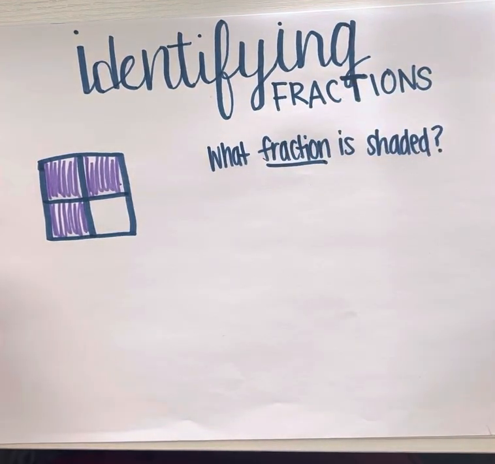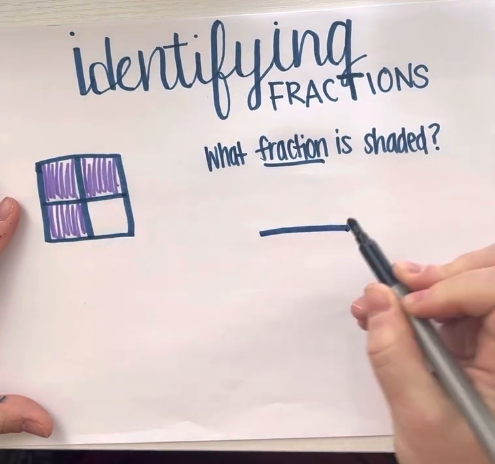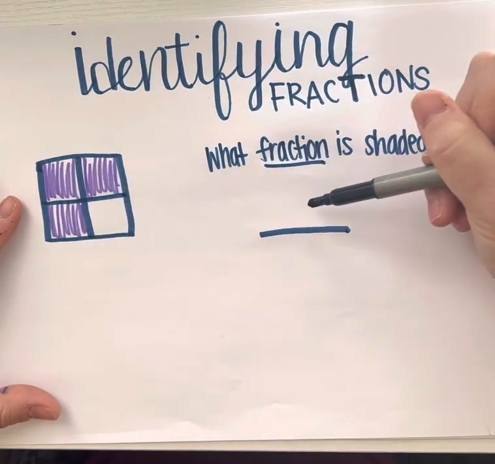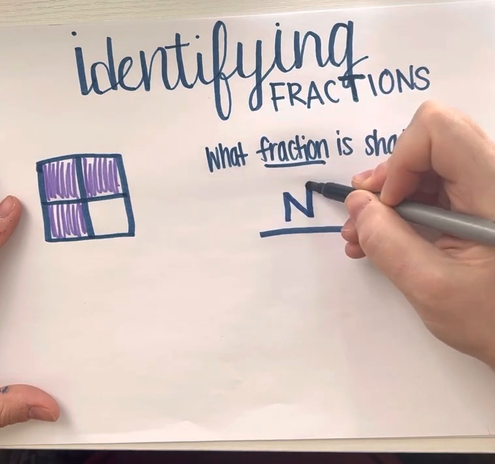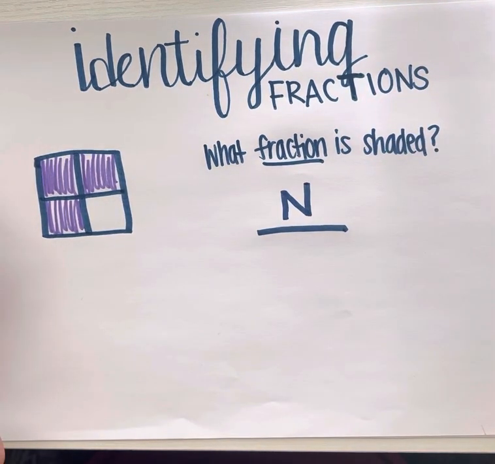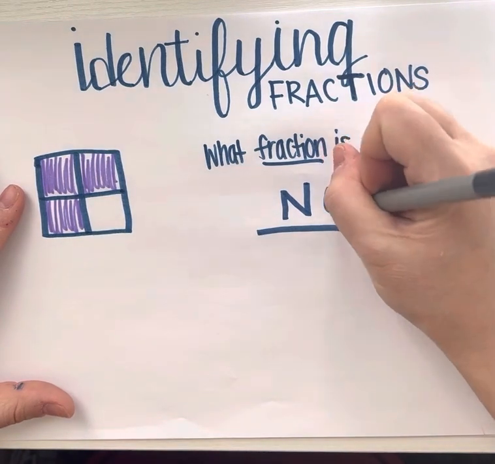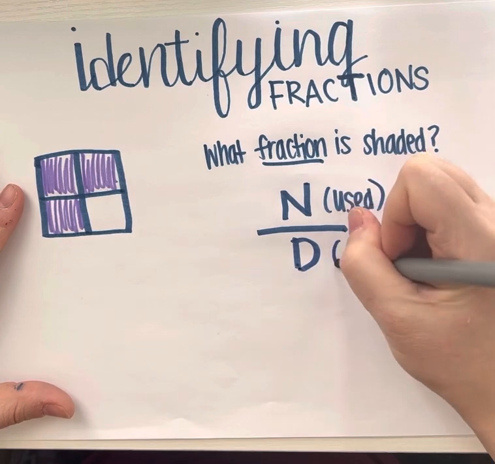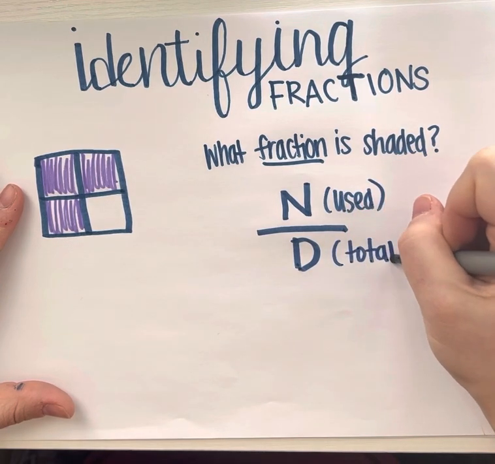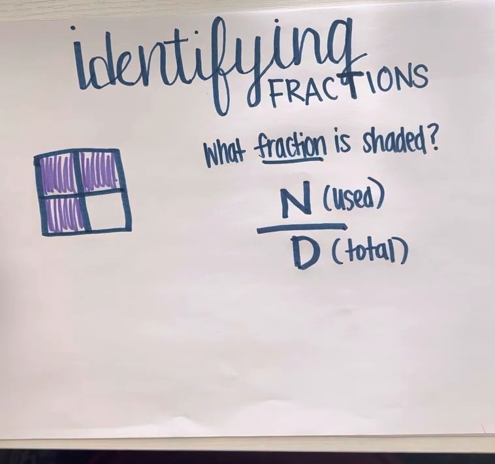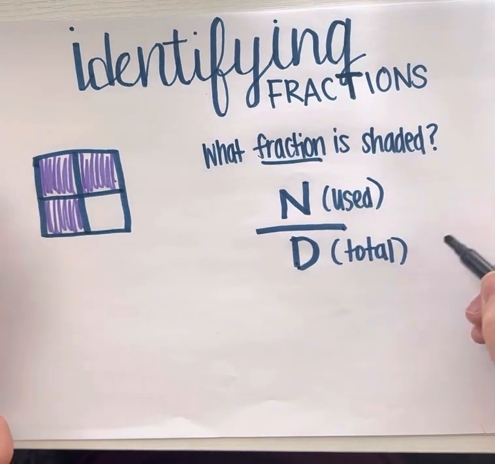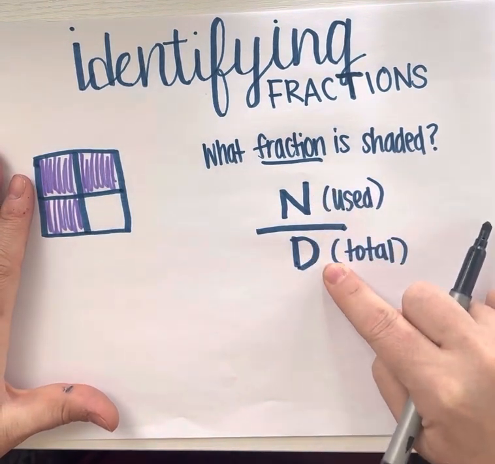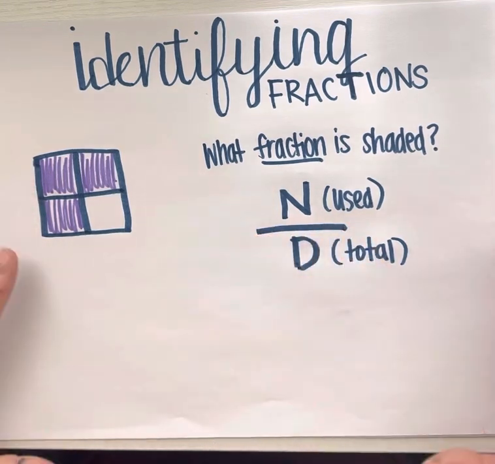Fraction. A fraction needs to have a top and a bottom. It needs to have a numerator, which tells you how many parts are being used. And it needs to have a denominator, the total number of parts. If a question asks for a fraction and you just say 3, that is not a fraction. Remember, it needs to have that top and bottom number separated by that fraction bar.